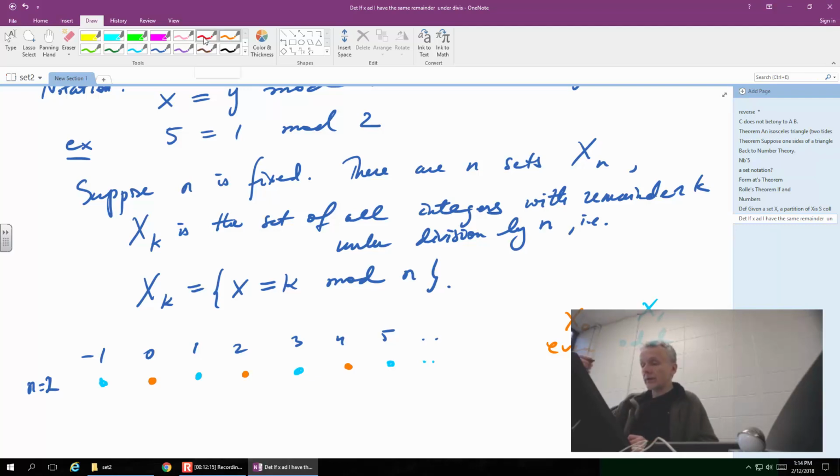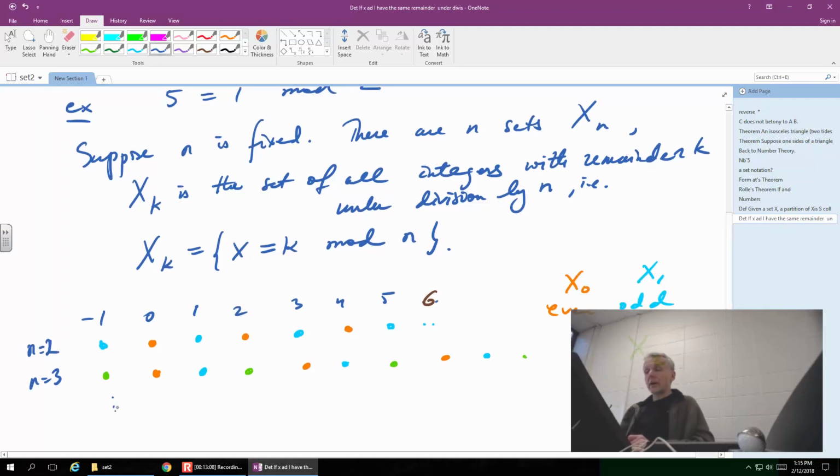Okay, and then you do the same with n equal 3. Once again, how many sets will there be now? Three sets, looking very different. Starting with divisible by 3, it will be 0, 3, 6, and so on. Then the remainder is 1: it will be just shifted to the right, 1, 4, 7. And then what's left is the ones that have remainder 2, so x2.